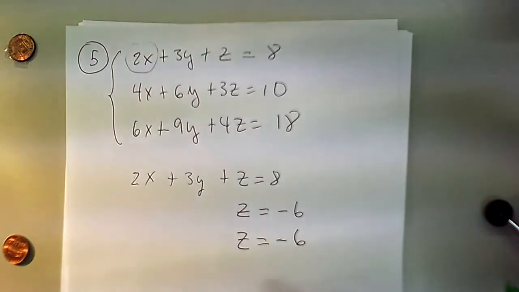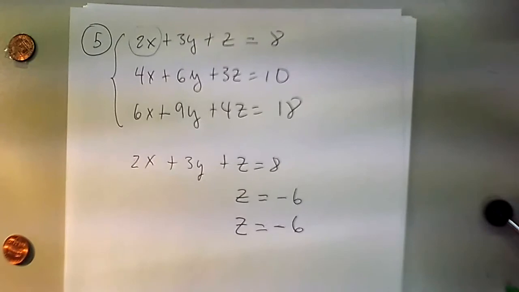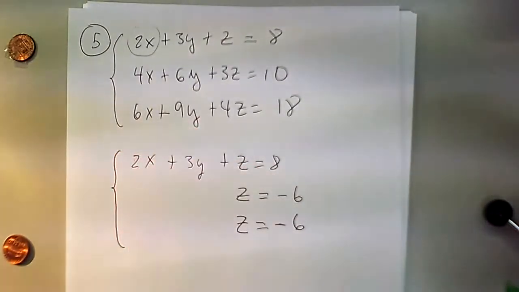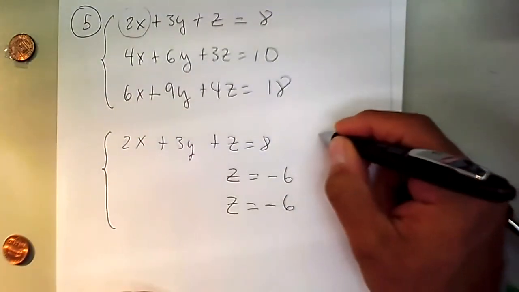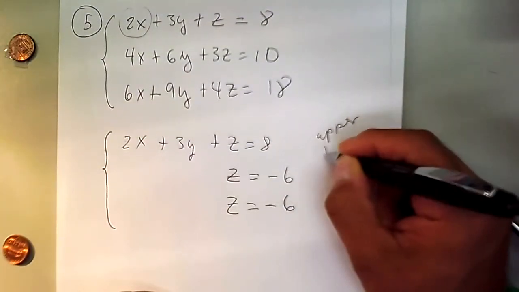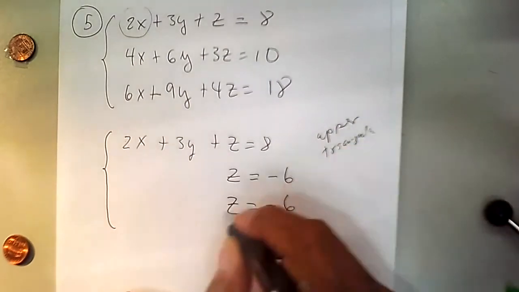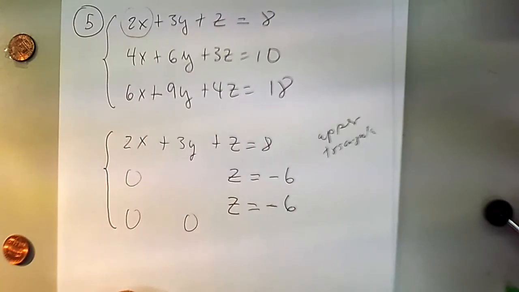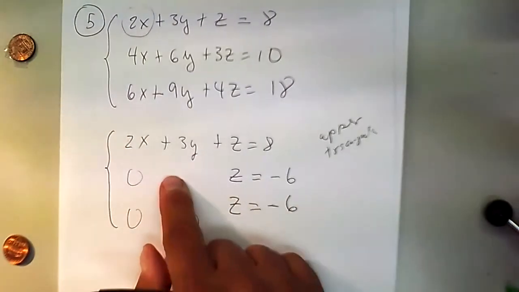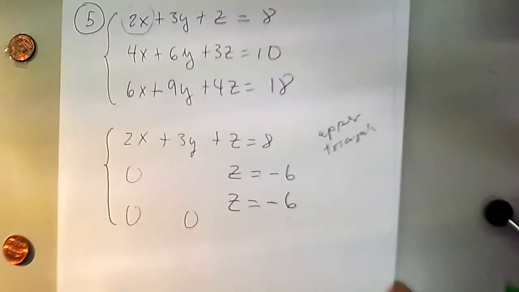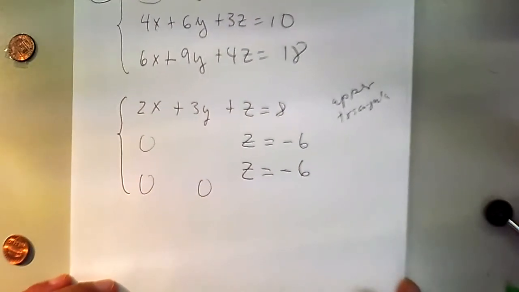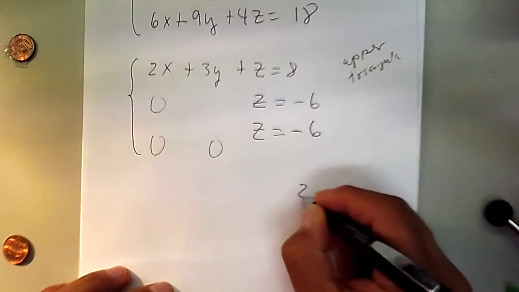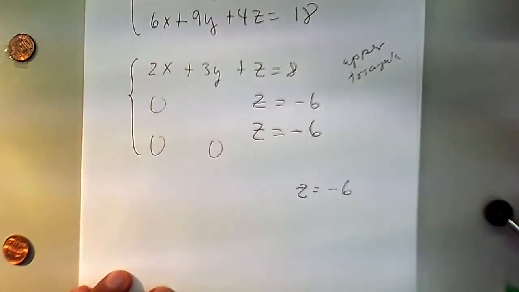Okay, so it's clear that z is negative 6. Oh, well, wait, let me back up a little bit. We have an upper triangular system. So this is upper triangular because we have 0, 0, 0. So that is upper triangular. Never mind that this is also 0. Okay. If we were to solve the system, it would be clear that z is negative 6. That's clear.